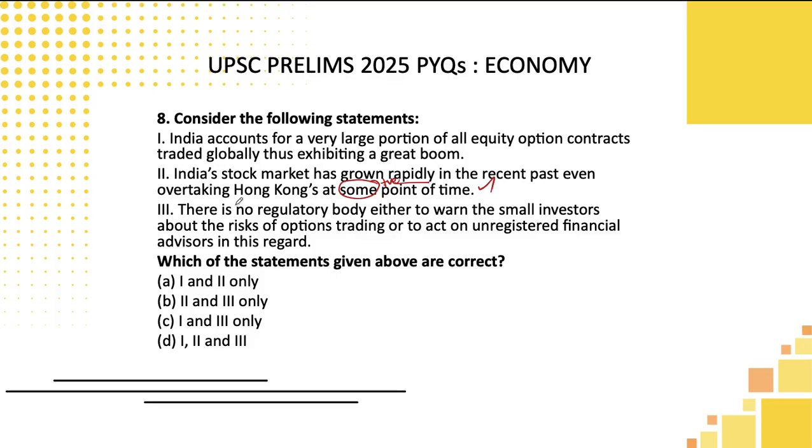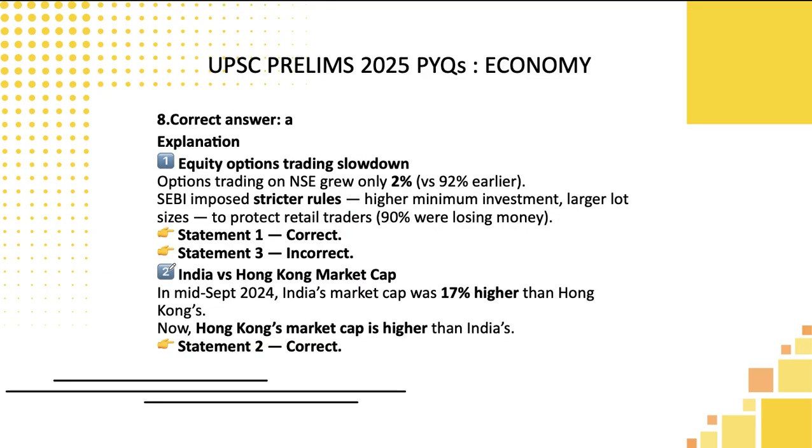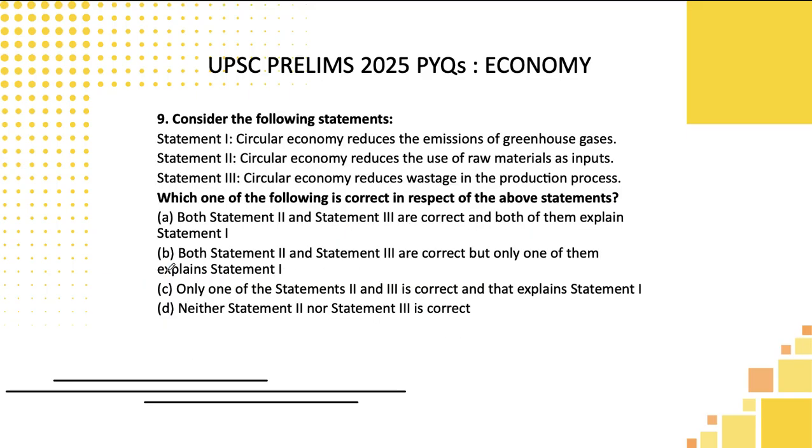Third one, there is no regulatory body either to warn the small investors of the risk or act against unregistered financial advice. This is not at all possible. SEBI is there. Who said there is no one? Totally illogical. "No" is also a negatively used keyword. Directly eliminate this, students. Third should be eliminated. So what is the correct answer here? Option A. Easily you can arrive at this only by applying keyword strategy. So the 8th one, correct answer is option A only.